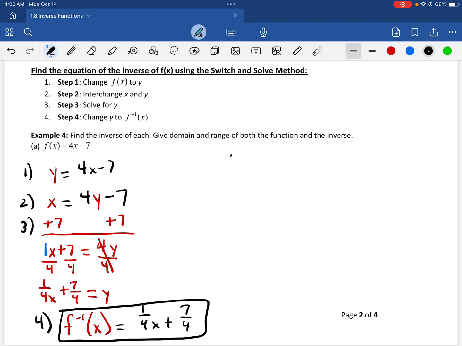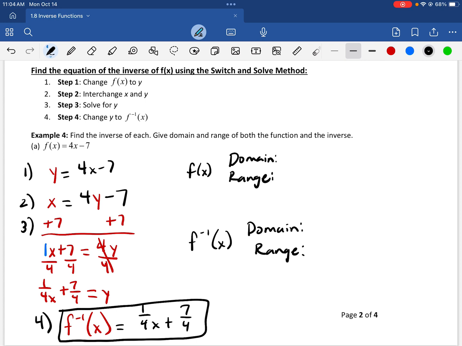Okay, and then they ask us to give the domain and the range of each of these. So we'll do the domain of f(x) and the range of f(x), and then we'll do the inverse as well. Both of these are just linear equations. So somehow this first equation is going to look something like this when we graph it. It's just going to be a slanted line.